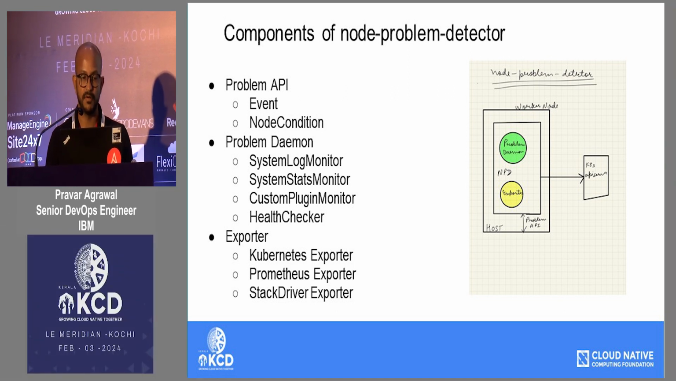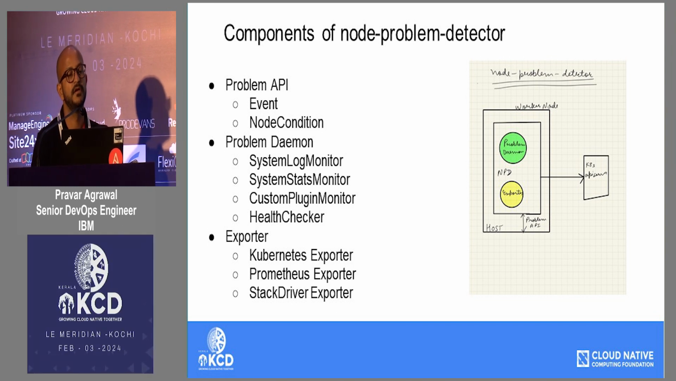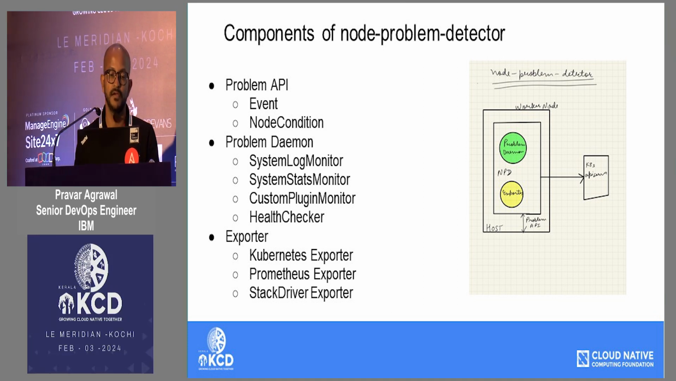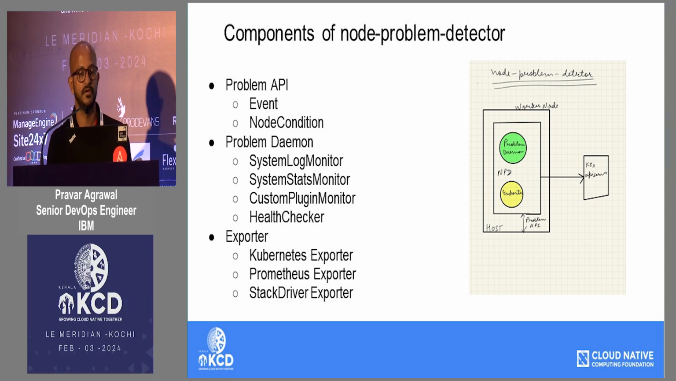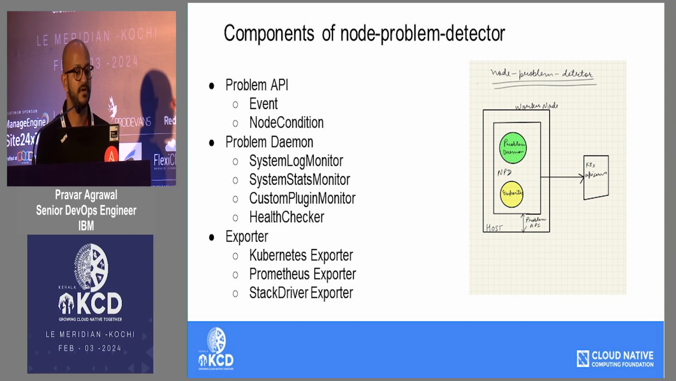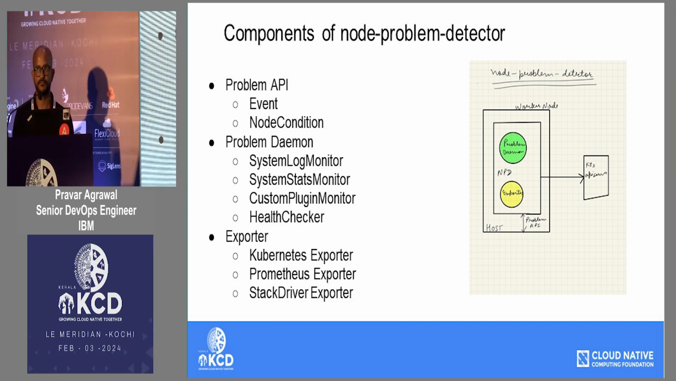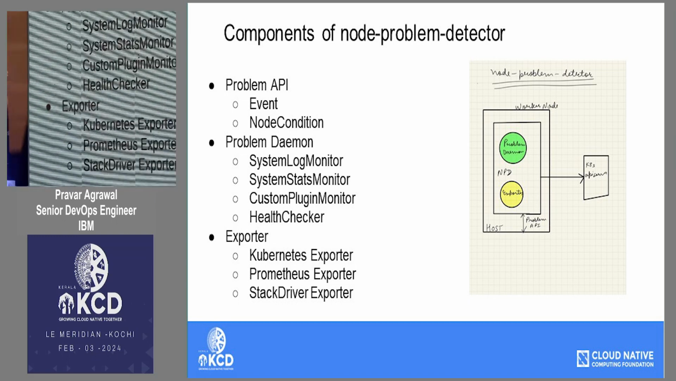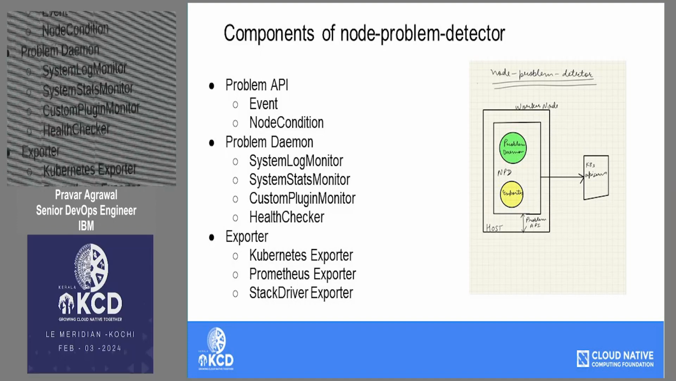And the problem daemon, we will take a look at it in detail after this one. So in brief, it is a sub-process running inside the NPD pod, and it is classified into four types. One is the system log, system stats, custom plugin, and the health checker. This classification is on the basis of what kind of service you are trying to monitor.